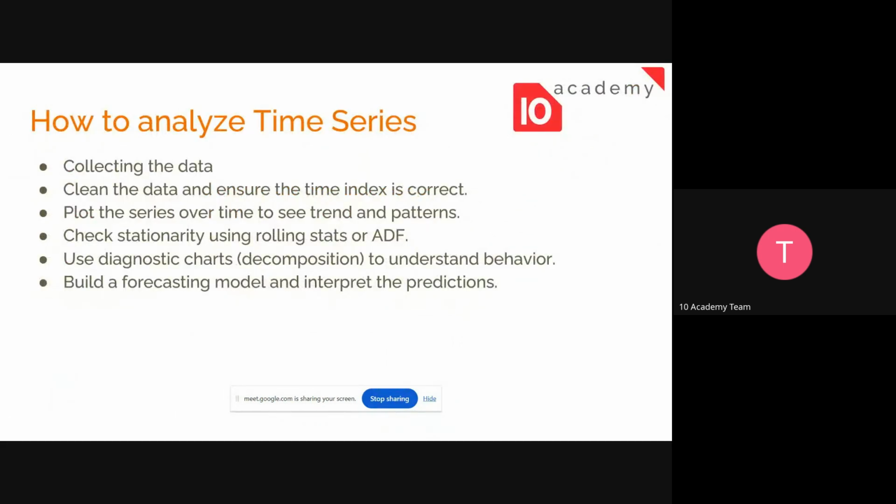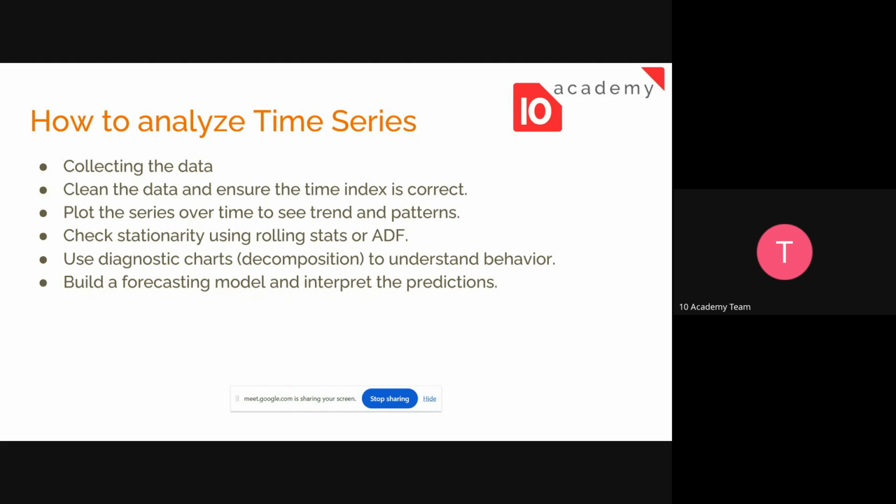Yeah, you need to clean the data and ensure the time index is correct. This is very important when we work with time. The date formats have to be the same across the whole data, because we have to sort the data in date format. We need to understand the chronological order for the time to give us a good analysis. So we always try to convert the time format to the same format for all the data in one data set. Then next you can plot the series over time to see the trend and the patterns.